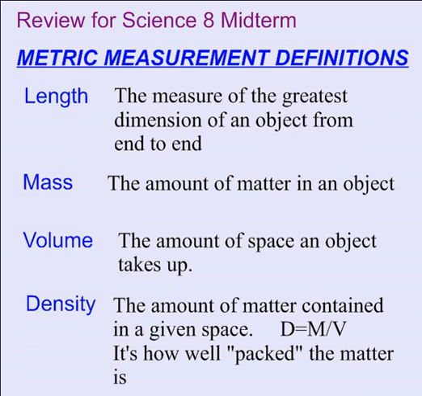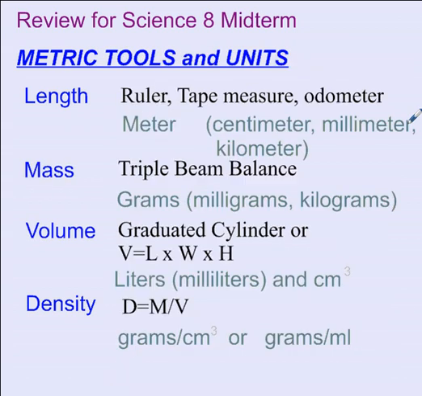Okay, let's recall some of the things that we learned about the metric measurement system. When you're measuring length, you're measuring the longest dimension of an object. Mass is the amount of matter in an object, volume is the amount of space it takes up, and density you don't measure directly. Density you actually calculate. It's the mass divided by the volume. What you're really figuring out is how well packed the matter is, how much atoms and molecules are packed in every given bit of space.